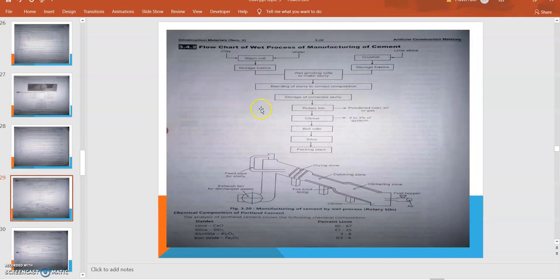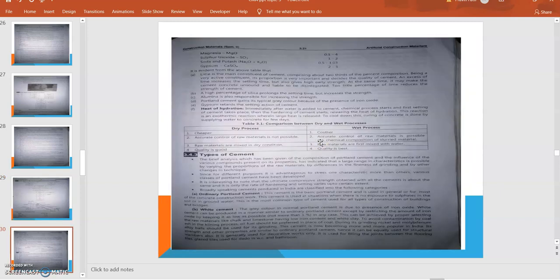Here is the flow chart. Clay and water are added, wash mills, then it is stored, then carried to the grinding or rotary kiln. Then there is the limestone crusher and storage basin. Then limestone, clay, and water are added together. They are blended together, stored, then carried to the rotary kiln, where it is turned to powder form. Then some gypsum or bauxite is added, about 2 to 3%. Then it is carried to the ball mills and then stored in the silo. That is the process of manufacturing cement.